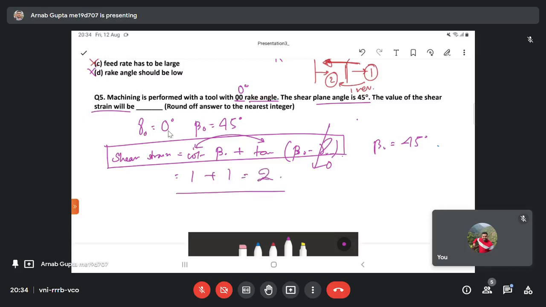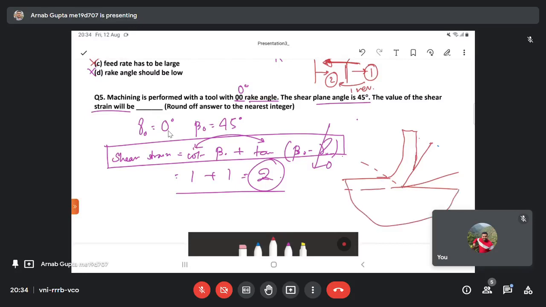Now, this is the shear strain. If you want to visualize shear strain, say this is your shear plane angle beta naught.